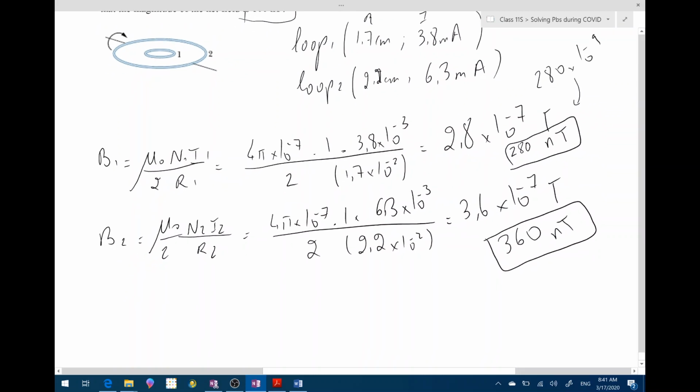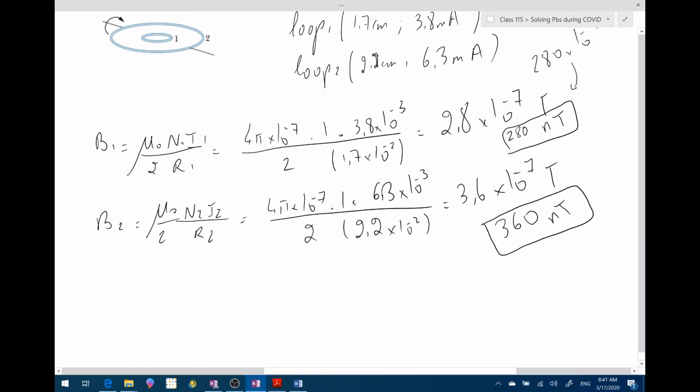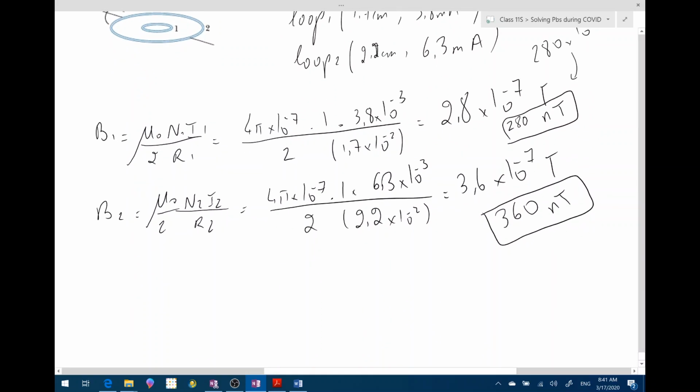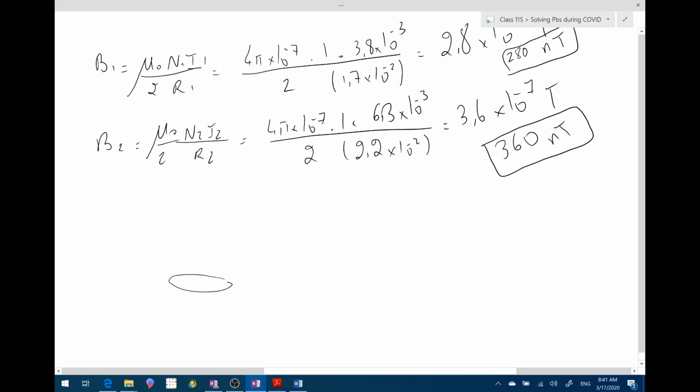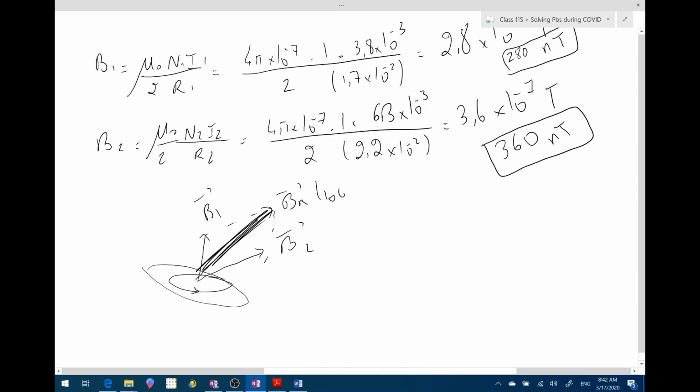The question is, how should they be rotated? So if this is loop 1, and let's assume it carries a current as such, following the right hand rule, on the inside that would create a magnetic field directed as such. And the second one must be rotated so that the magnetic field tilts away from B1 such that the resultant, this, would be 106 nanotesla.